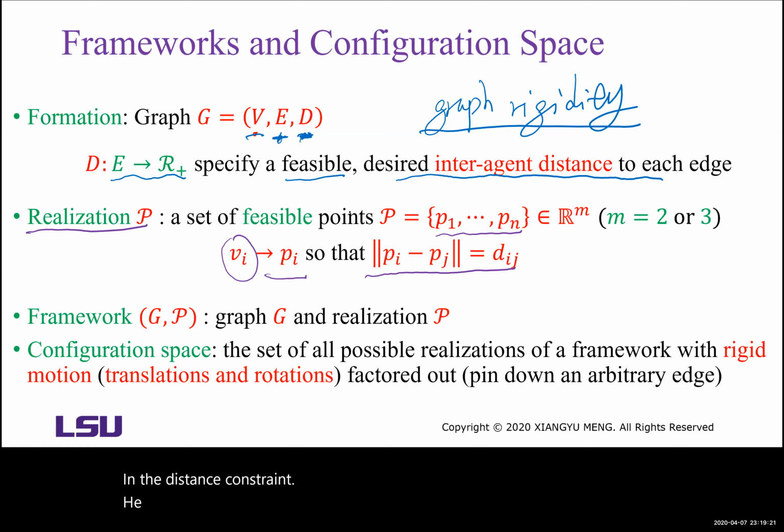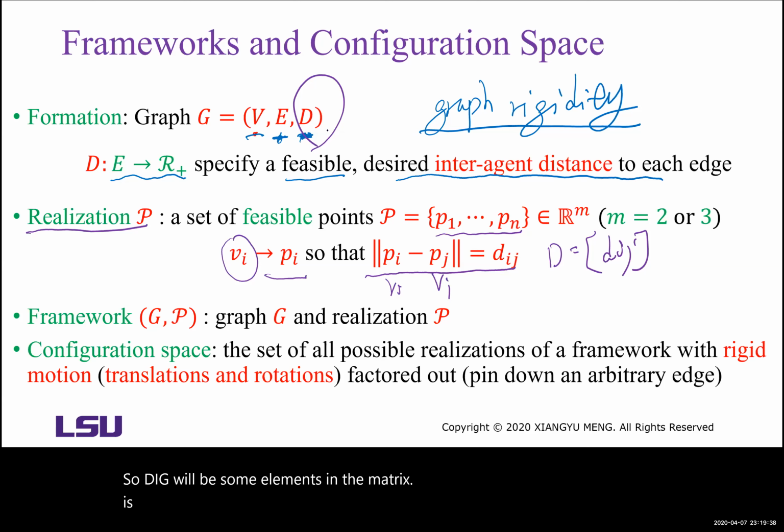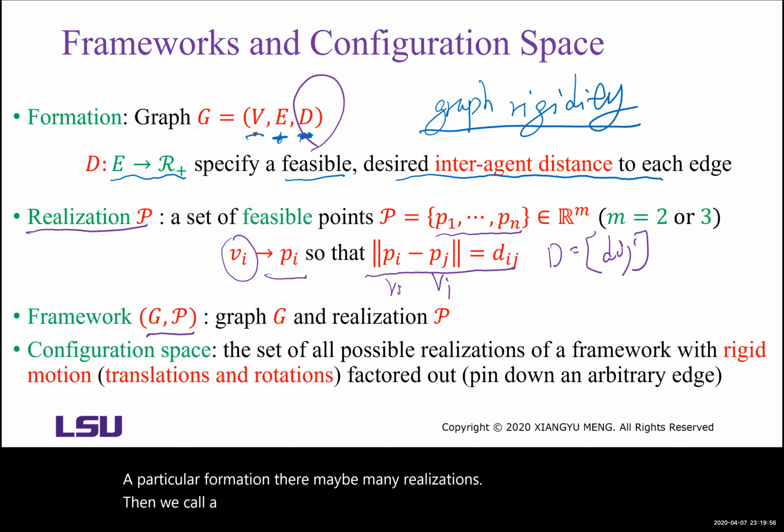The distance between agent Vi and Vj is Dij. So Dij will be some element in the matrix big D, the weighted matrix. So you can think that for a particular formation, there may be many realizations. Then we call a graph G and the realization P a framework. This is the definition of a framework.